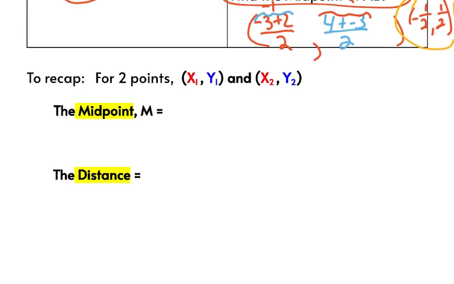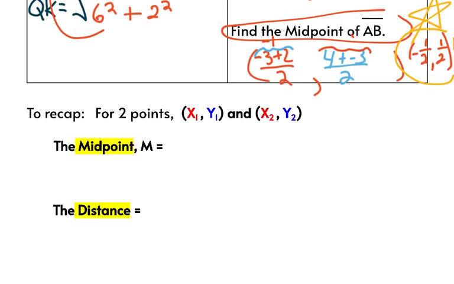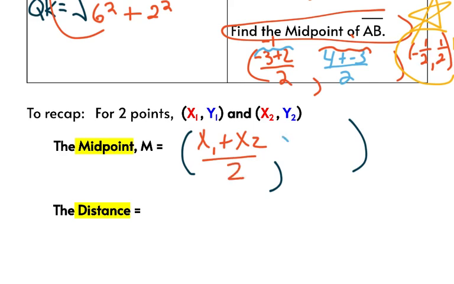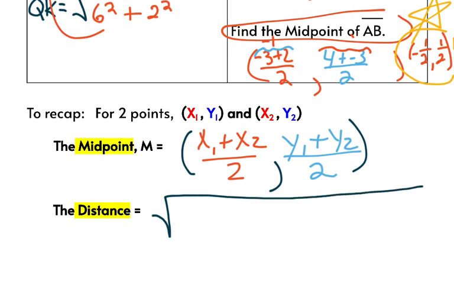So again, just to recap, we have two formulas. The midpoint formula finds the middle point of two endpoints by adding the x's and dividing by 2 to get the first coordinate of the midpoint, adding the y's and dividing by 2 to get the second coordinate of the midpoint. The distance formula, as it's stated, says we take second x minus first x and square it.